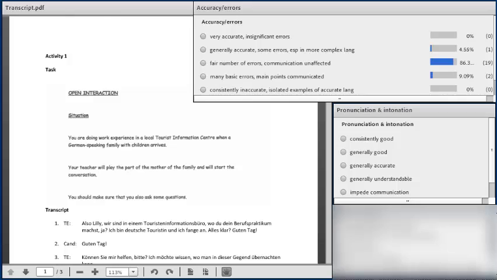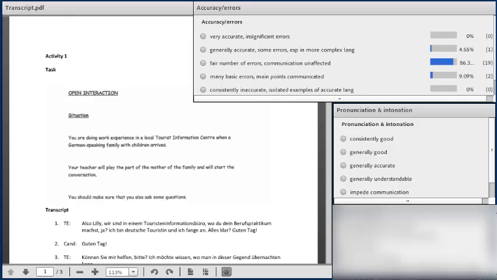So we felt that overall we could understand what this candidate said, and that therefore the communication was not impaired, it was unaffected, and therefore we felt that this fair number of errors but communication unaffected would be the most appropriate.